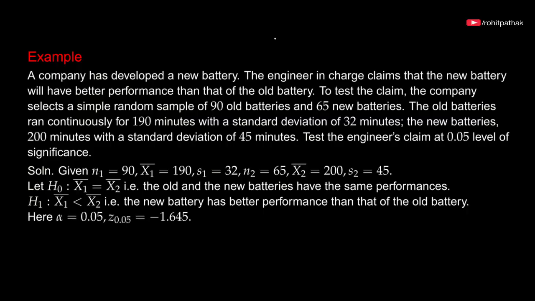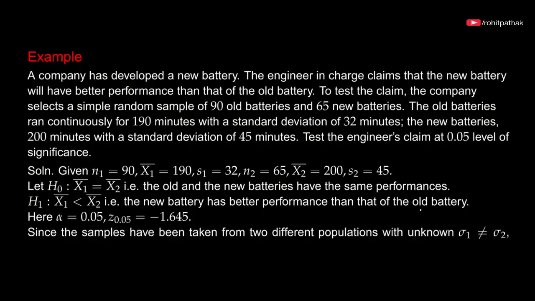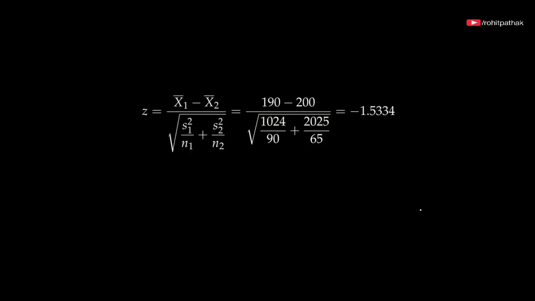And here we see that alpha is 0.05 and we have to test the claim at 5% level of significance. It is a left tail test and the corresponding value of Z at 0.05 is minus 1.645. So this is the critical region and this is the region of acceptance. And since the samples have been taken from two different populations, the first sample has been taken from the population of old batteries and the second sample is taken from the population of new batteries. Therefore, the two populations are different and their sigma or standard deviations are unknown. Therefore, we have to use this formula.